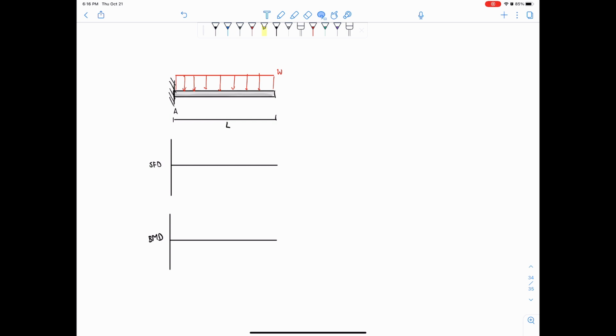Today we are going over a problem with a cantilevered beam with a fixed end support and a distributed load, and we are going to look at again how to draw the shear force and bending moment diagrams. So without further ado, let's just get right into it.